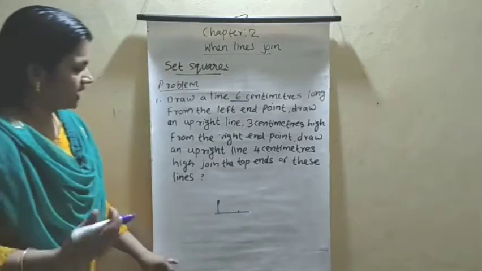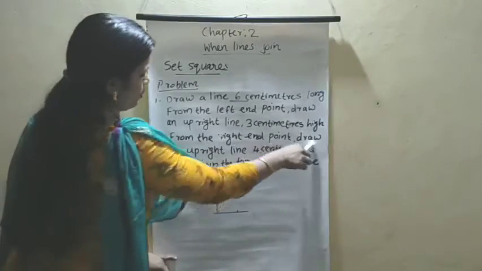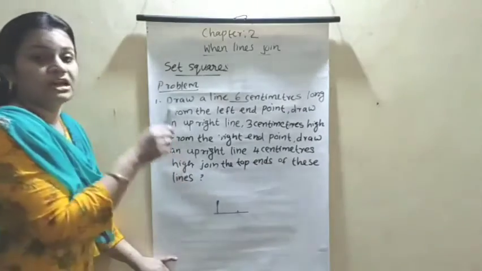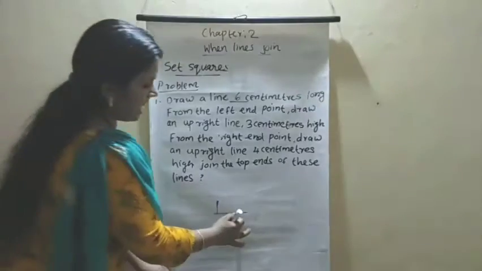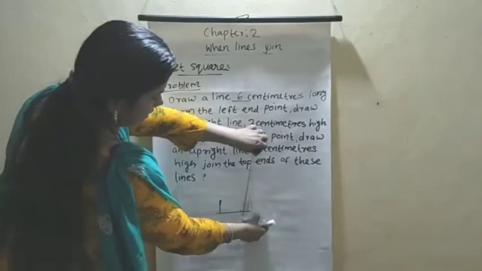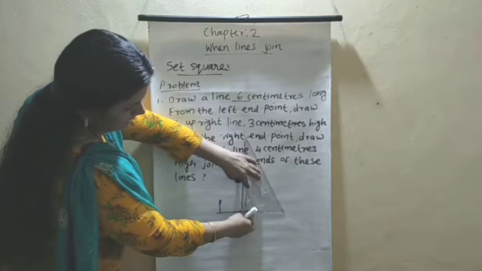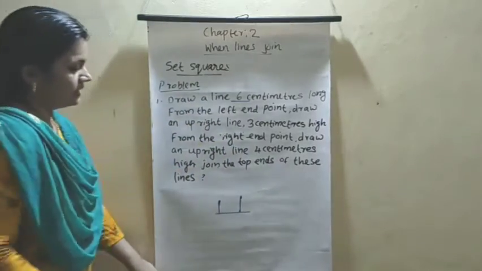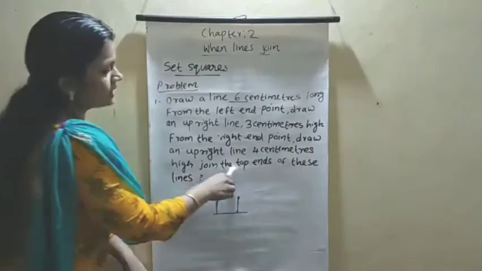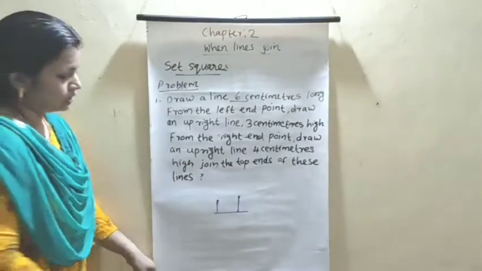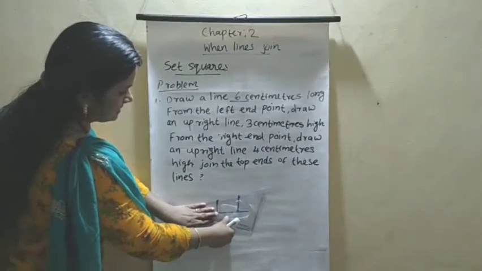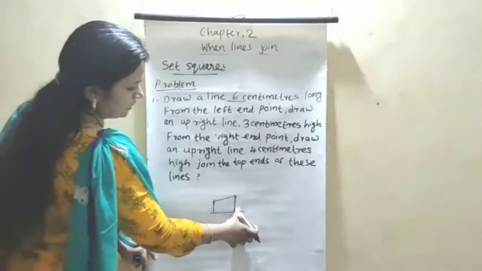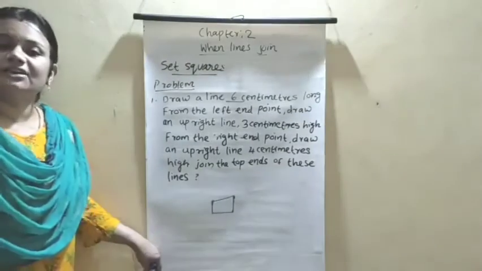Okay, next what? From the right end point, draw an upright line 4 centimeters high. The left end is 3 centimeter, the right end is 4 centimeter. Then put the set square like this and draw 4 centimeter high. Then what is next? Join the top ends of these lines. These are the figures.